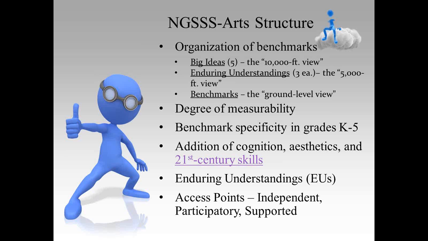We have the addition of cognition, aesthetics, and 21st century skills in the Next Generation Sunshine State Standards as well. We have enduring understandings for the first time, and very importantly, we have access points that were written in parallel to the Next Generation Sunshine State Standards. Those access points are written at the independent level, participatory level, and supported level for students with significant cognitive disabilities.